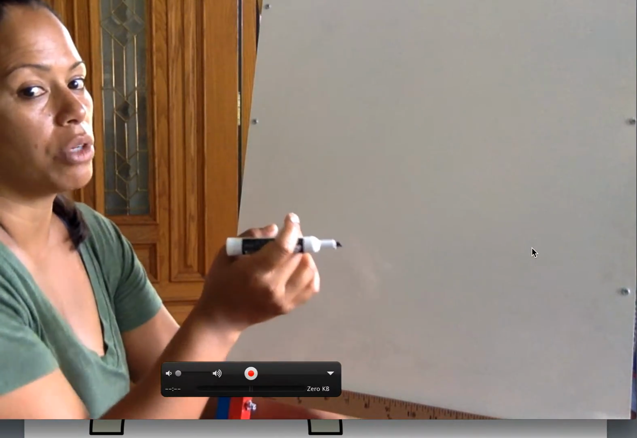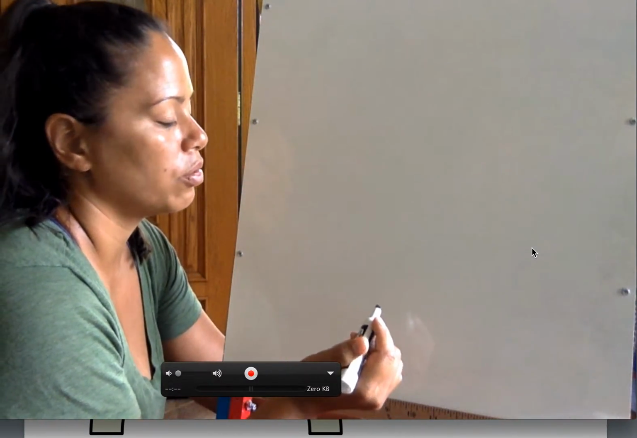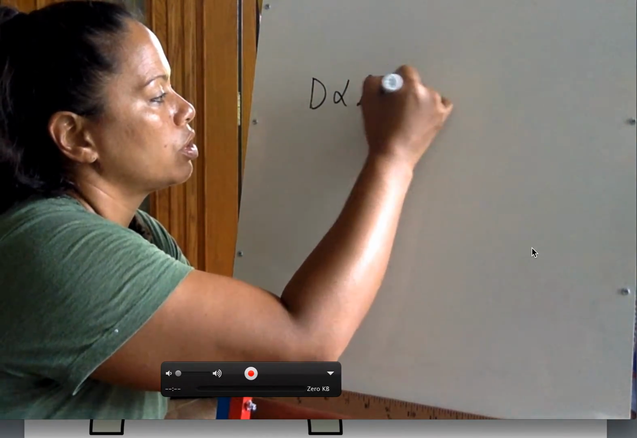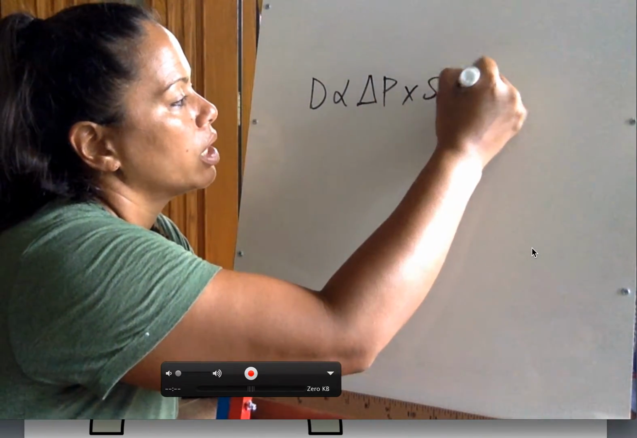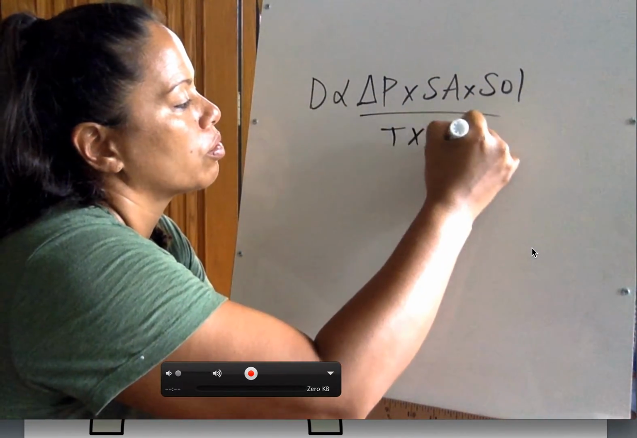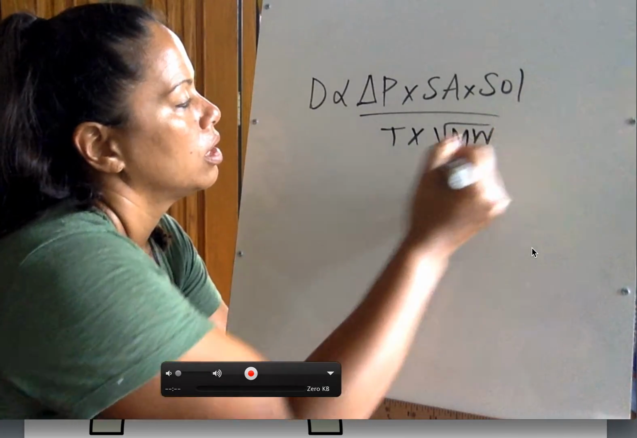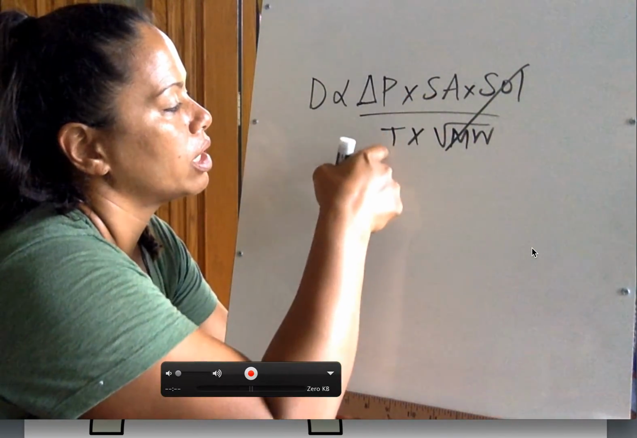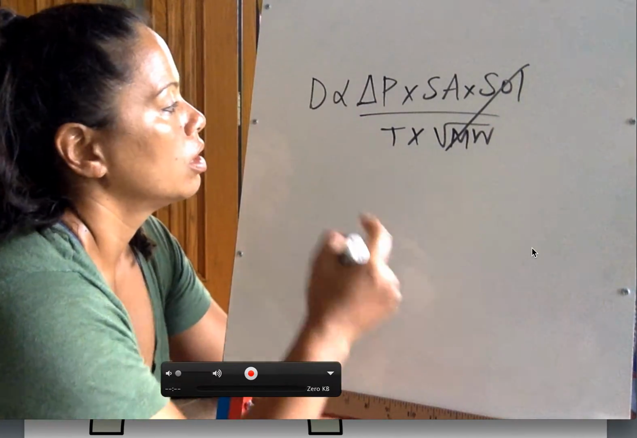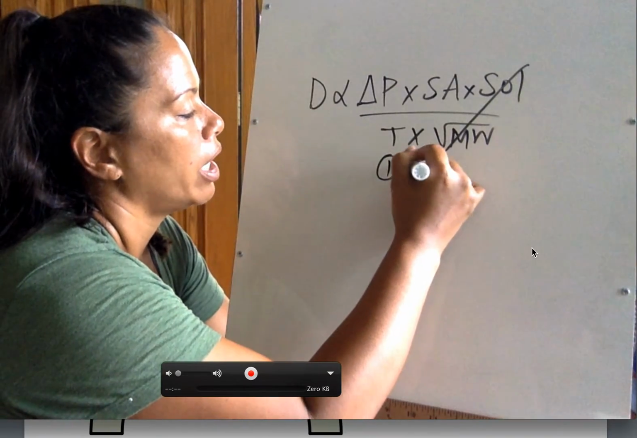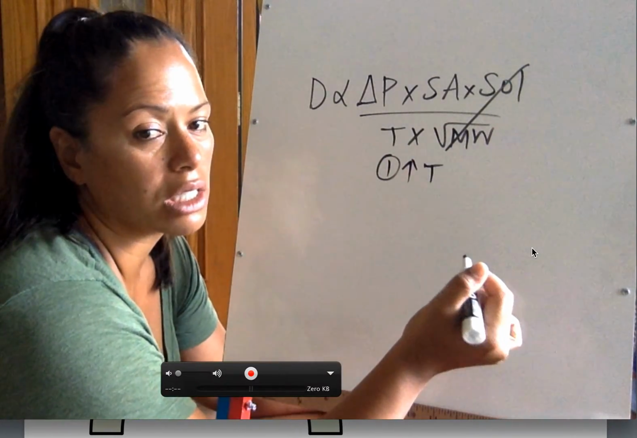This is a review because I will have this on the exam again. Some of you got this wrong. Diffusion is proportional to change in pressure times surface area times solubility over thickness times square root of molecular weight. These two I'm not going to play around with for the test, but you will have to know how these affect diffusion. Diffusion is related to these variables.